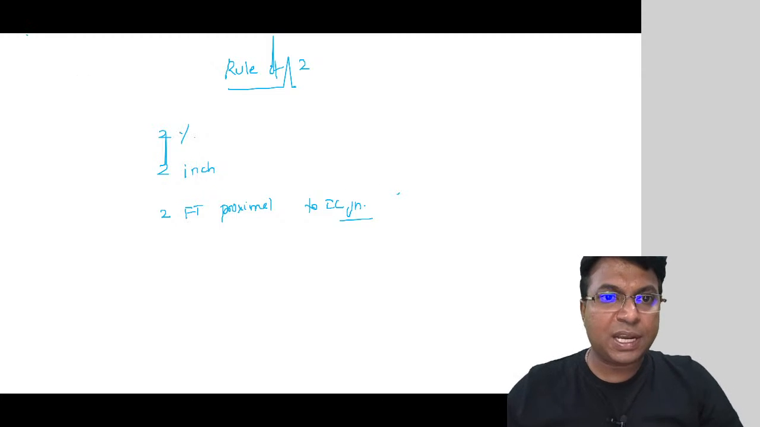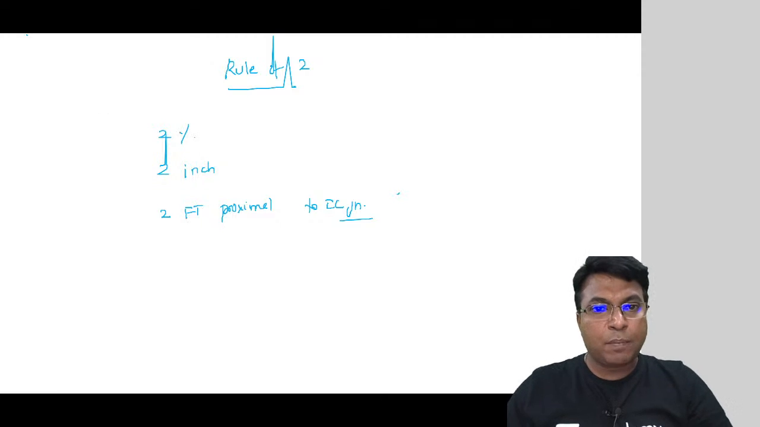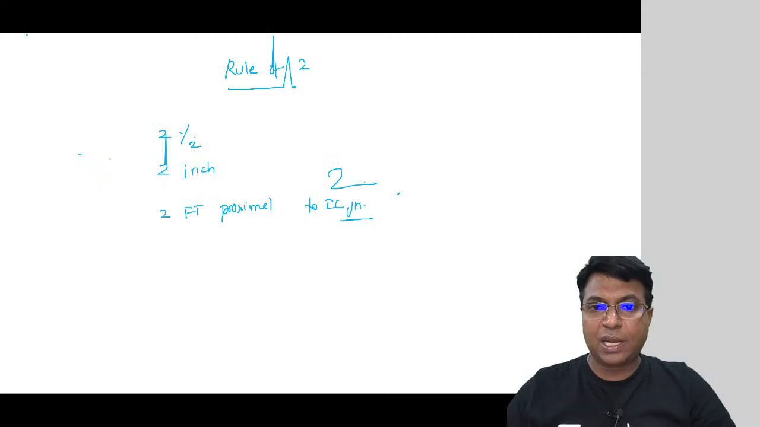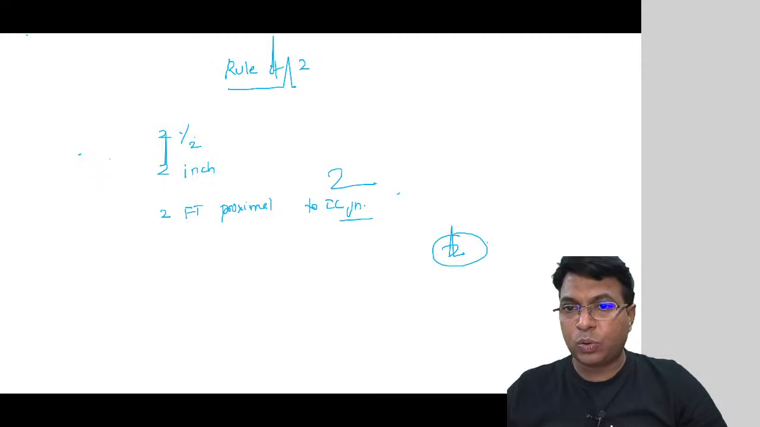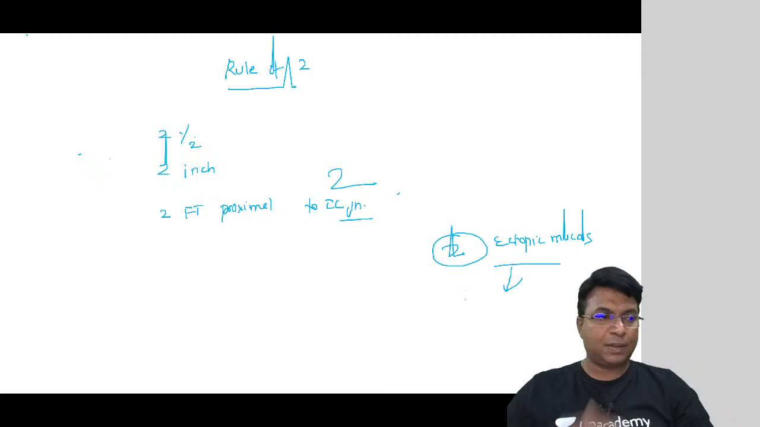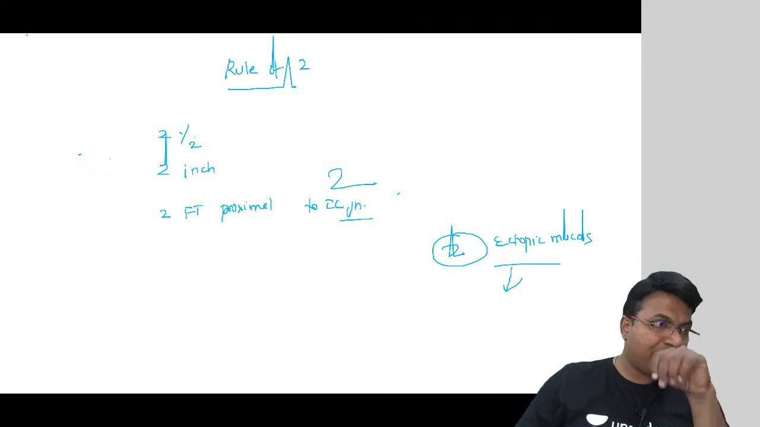It is 2 inches in length, in 2% of individuals, 2 feet proximal to the ileocecal junction, and there are 2 ectopic mucosa seen. That's our third point. That's actually not a real 2, but we made it a real 2. 2 ectopic mucosa are common. What are the 2 types of ectopic mucosa commonly seen in this?